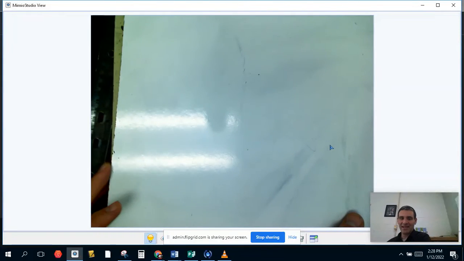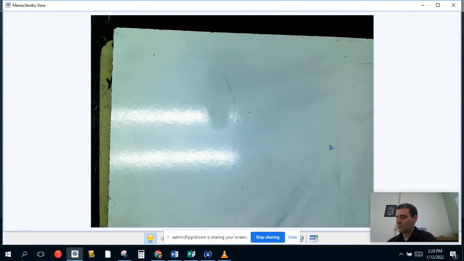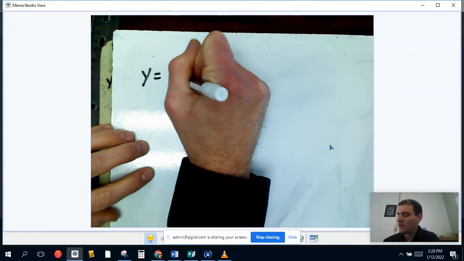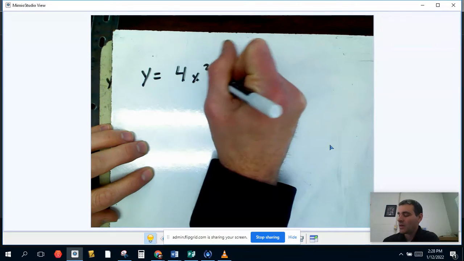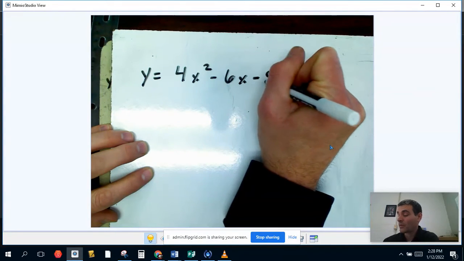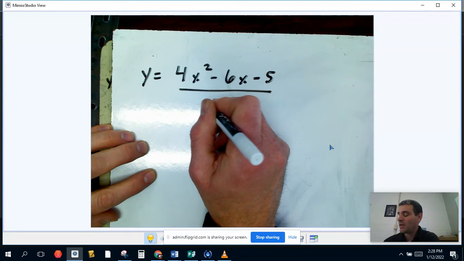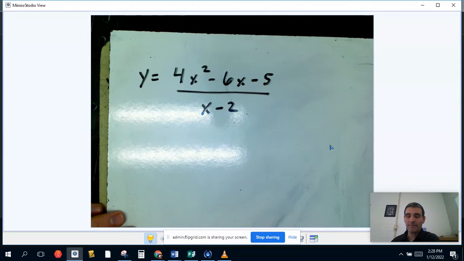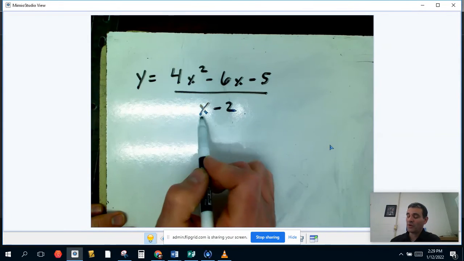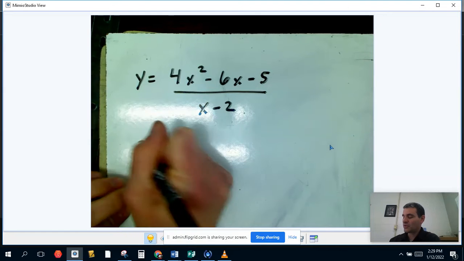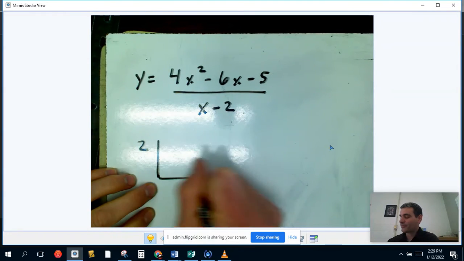Yeah, we'll do a slant asymptote here. A slant asymptote is when the degree of the top is exactly one more than the degree of the bottom. And we're mostly going to look at where the top is quadratic and the bottom is linear. We're going to mostly do synthetic division here.